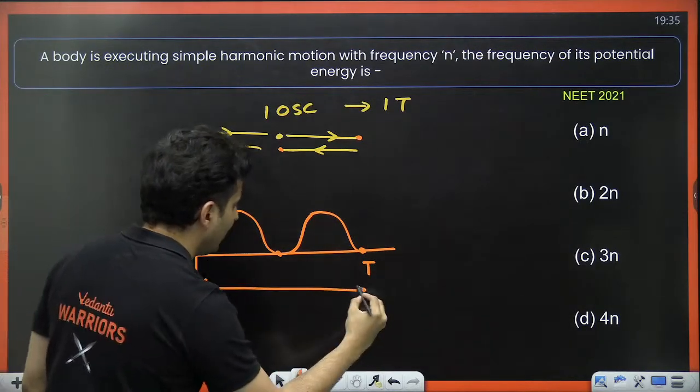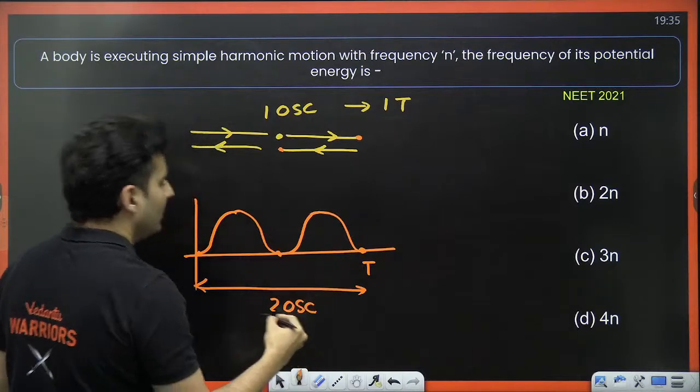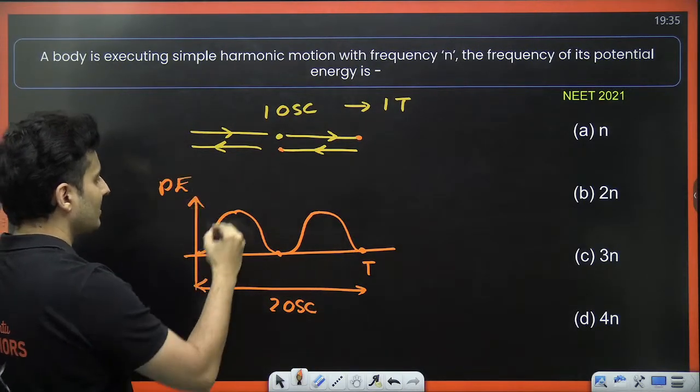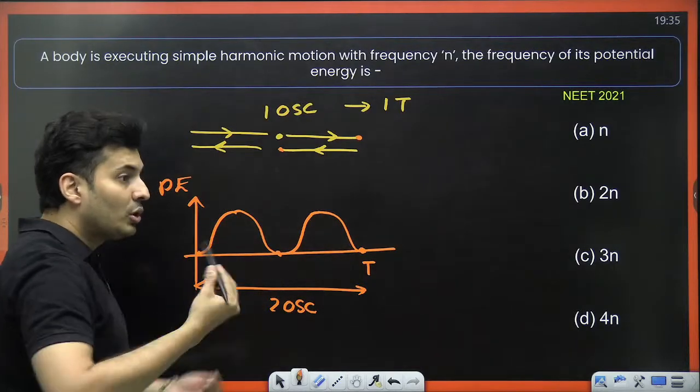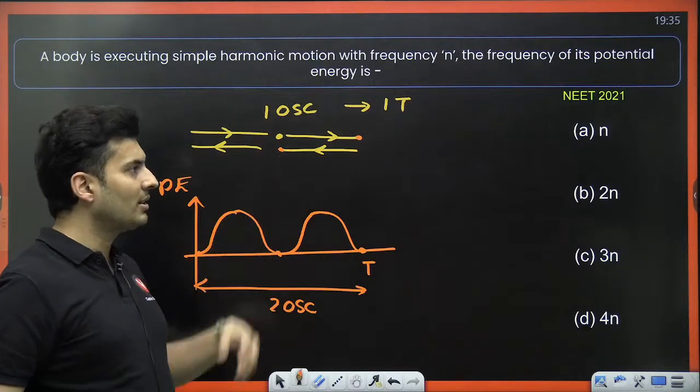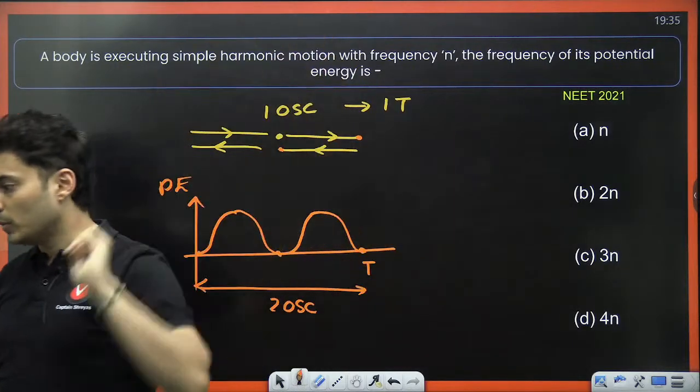Do you see that there are two oscillations in that same time period energy wise? This is potential energy wise: maximum, minimum, maximum, minimum. So 2 times faster. So 2 oscillations in the same time. This is one oscillation. So obviously the answer will be 2.